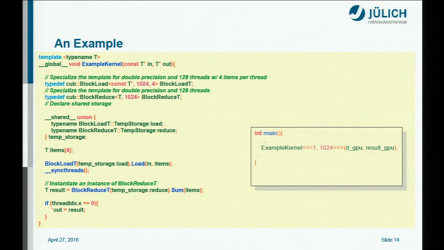And now we're using this trick we use with the union, because we do the load, sync threads, and then the block reduce, and then the reduction. So the shared memory that the load algorithm uses, we don't need that memory when we come down to do the reductions, so we use the union to allocate just enough space to store whichever the largest shared memory requirement is.